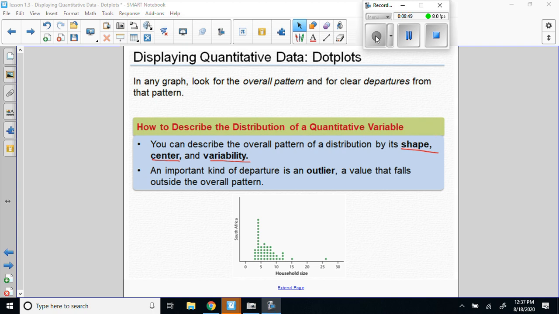Center. Now, center could be two things. The center could be the median, which would be the middle of your data set, or the center could be the mean, the average. So when you're talking about center, you have to make sure which center you're talking about. Fair enough? Right now it just says center, so we'll investigate what it is. Variability is how spread out your data is, or how tight your data is.